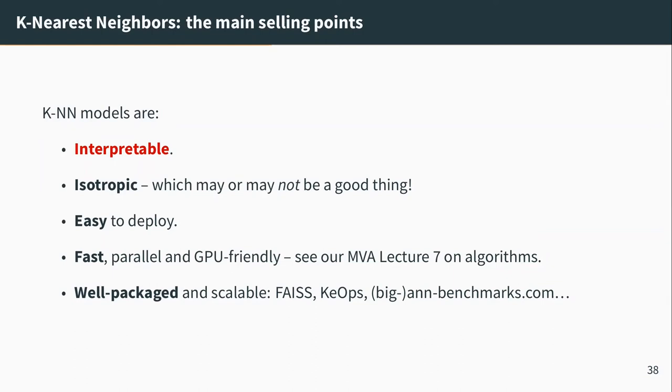And so it's very well packaged, it's scalable. If you're interested, you can look at FAISS, which is, I think, the ACE line for fast approximate nearest neighbor search or similarity search, because it's kind of the same thing, which is developed by Facebook. You have KeOps, which is a library that I developed especially for small instances with less than a million points. And you have great resources, great benchmarks, both on million scale data sets and on billion scale data sets, the big NN benchmarks.